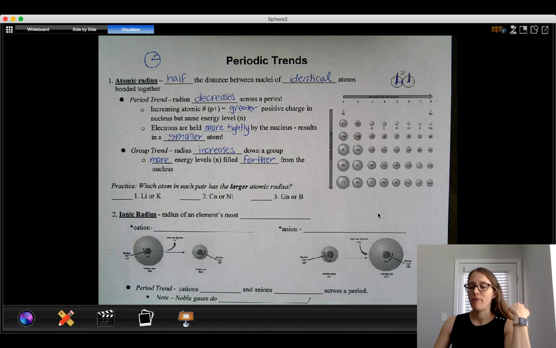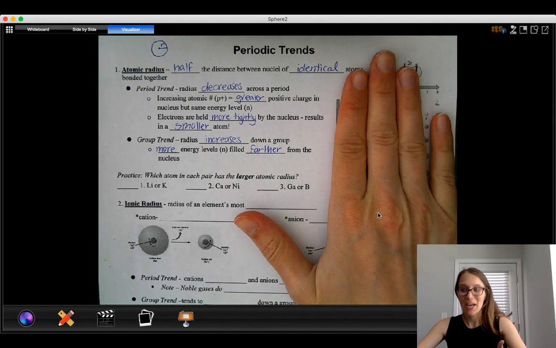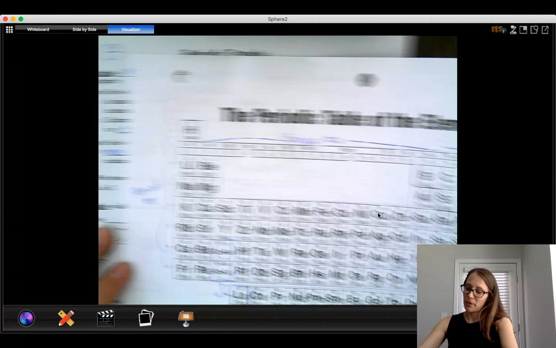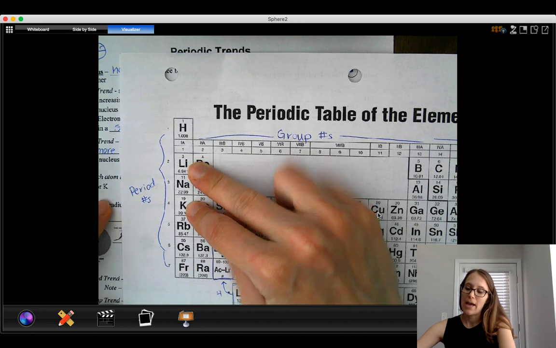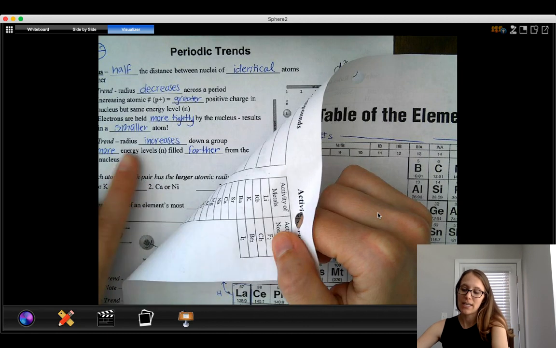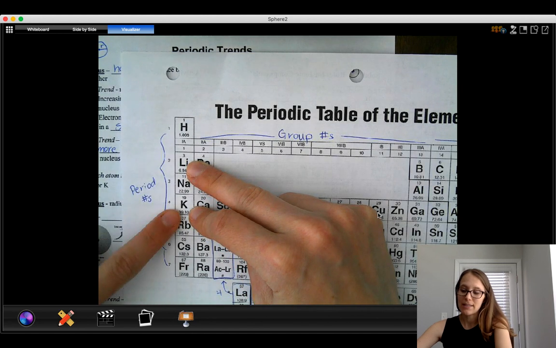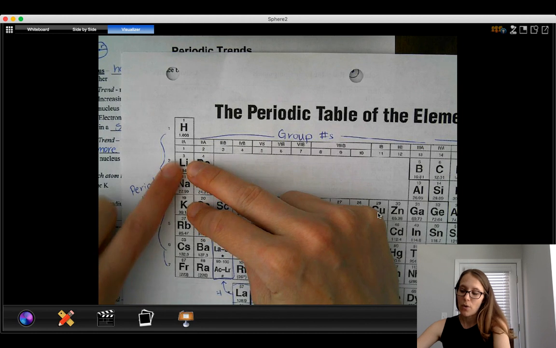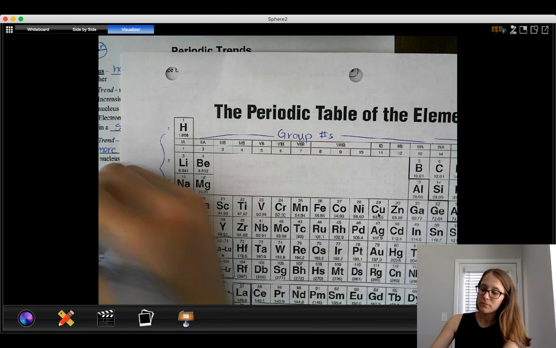All right, a couple of practice questions. We want to avoid using the periodic table that has pictures to answer these. So if we look at just a regular periodic table and we compare lithium or potassium, these two elements are in the same group, and our group trend says that radius increases going down a group. So if I wanted to know which one of these is larger, the one that's farther down would be larger. That would be potassium.